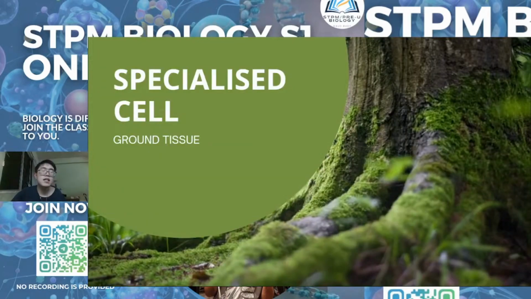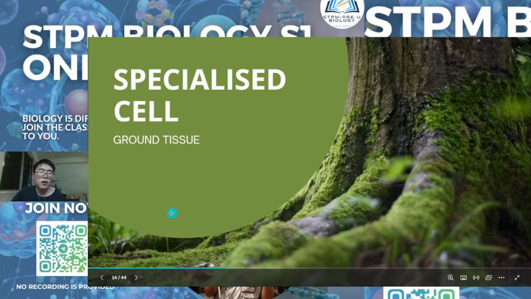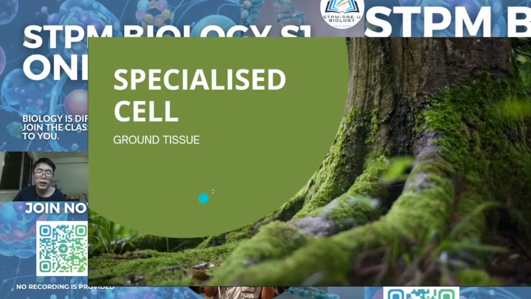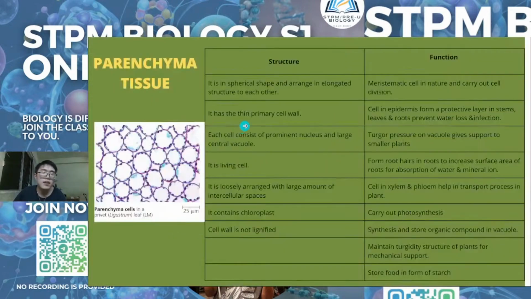Okay, next one is ground tissue. So this part is the ground tissue. There are 3 types of ground tissue that you need to learn: parenchyma tissue, collenchyma tissue, and also sclerenchyma tissue. Right. This one in SPM you also learn, but I think you guys did not focus. So in STPM you should focus on it. Okay, so the first type is parenchyma tissue.